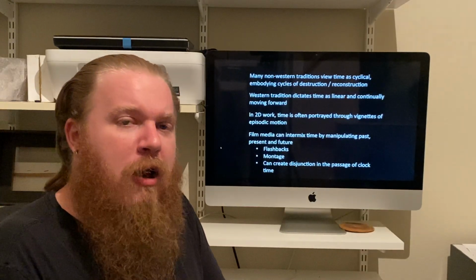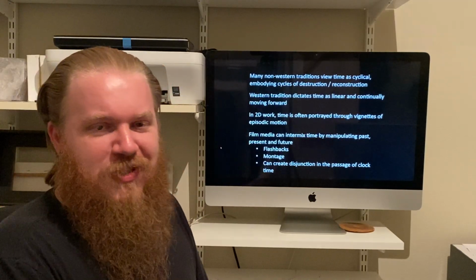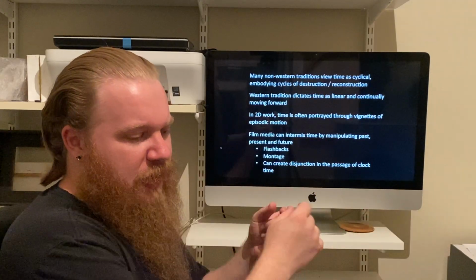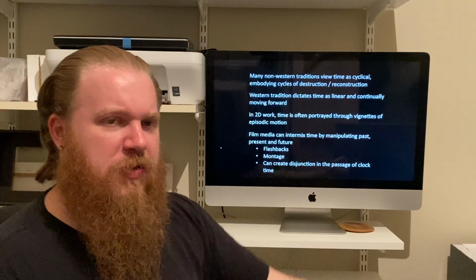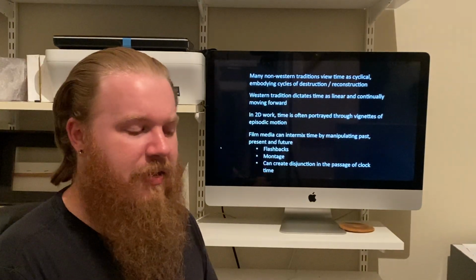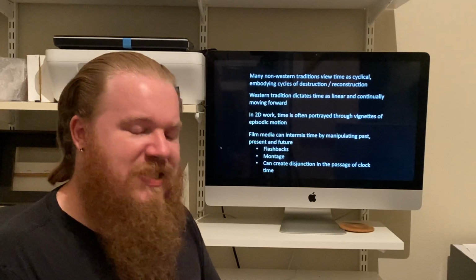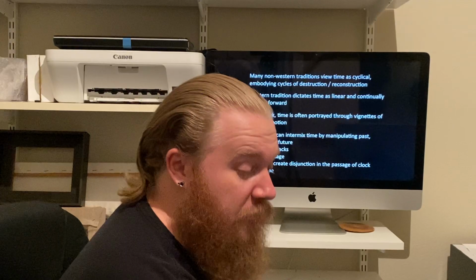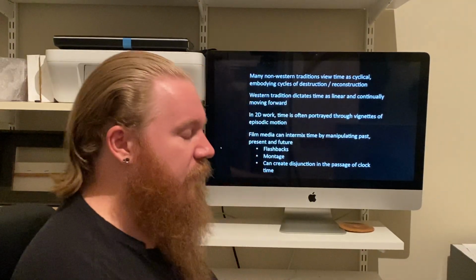We can even think about films like Pulp Fiction, or any Quentin Tarantino movie where he's not following a linear series of events. Instead, it's jumping back and forth and showing us different things at different times. So we can really create disjunction in the passage of clock time through mediums like film. So that's an interesting quality of that.